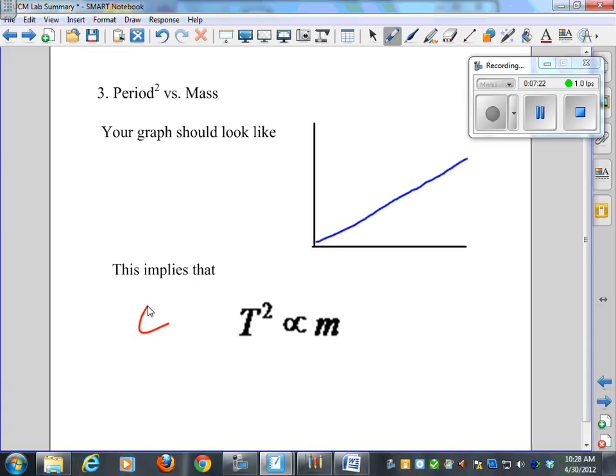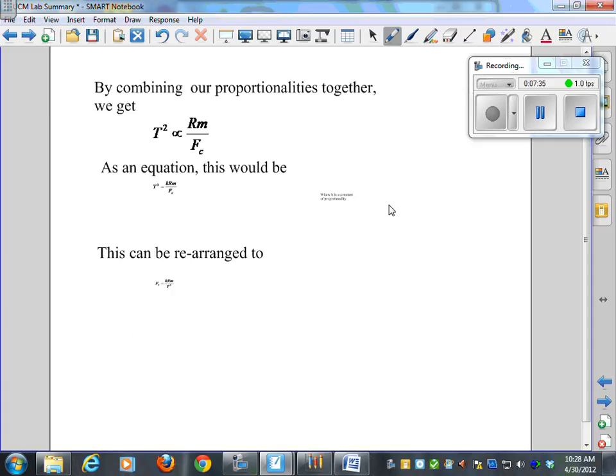You've probably seen that I've had T squared on the left-hand side, and now I've made it proportional to three different variables. So now I'm going to put them all together and combine our proportionalities. T squared is proportional to rm over Fc. We're not done yet.